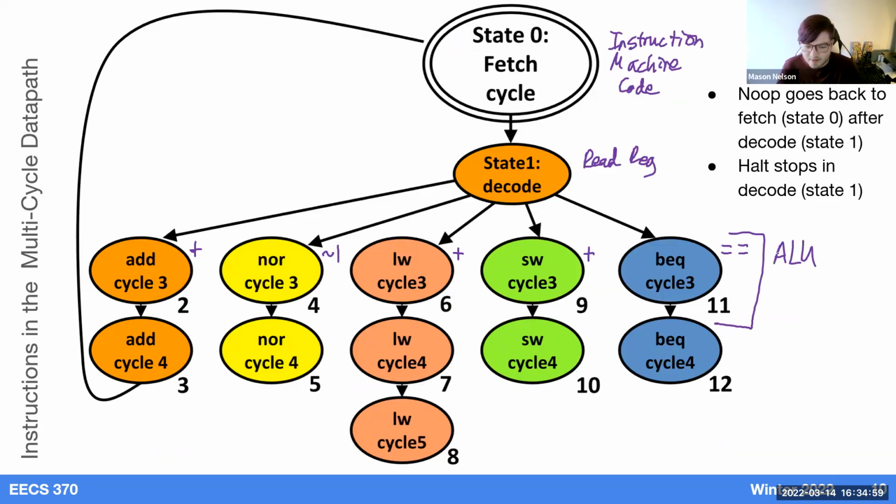All right. And then after that, it gets a little bit hairy as to what's going on. So for cycles 7 and 10, which are only for LW and SW, we were accessing memory.